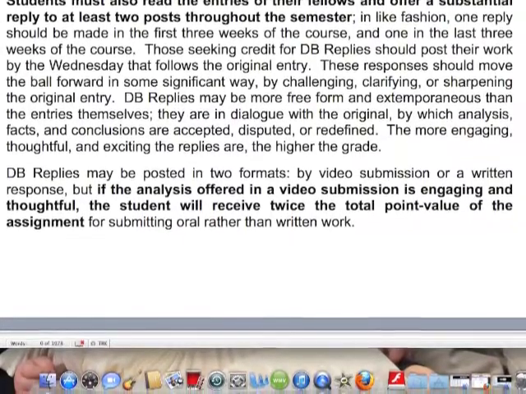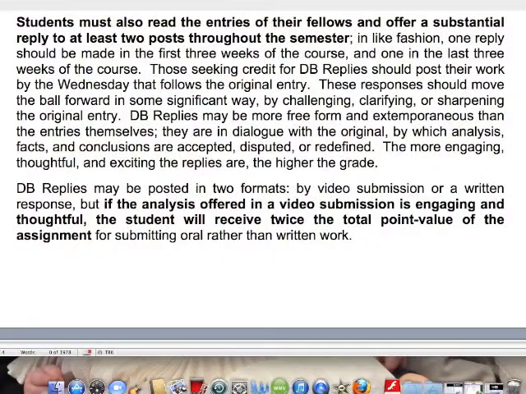Discussion board replies can be free-form and extemporaneous, rather than formal, the way the actual entries are supposed to be. But they're in dialogue with the original, by which the analysis, the facts, the conclusions are accepted and disputed or redefined. The more engaging and thoughtful and exciting your replies are, the higher your grade is. That's basically the only rubric. DB replies may be posted in 2 formats, by video submission or by writing a response. But if you choose to do it through a video, you get double the points if the work is good. All right. Then I'm going to skip over the disability disclosure statement.